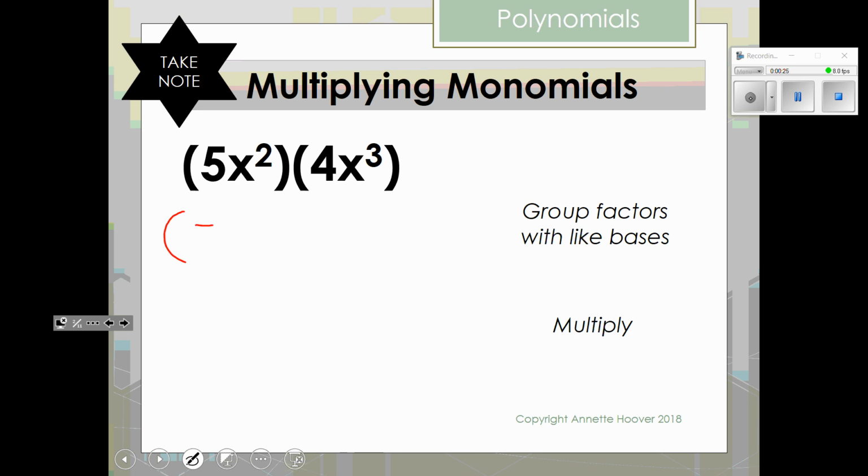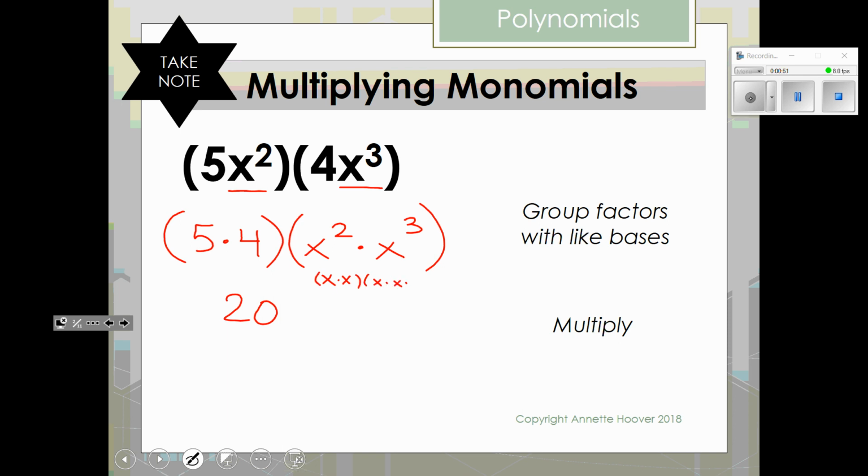So when I look up here, I know that I can multiply the 5 times the 4 and group it together. And of course, 5 times 4 is 20. We can also group together like bases. Up here we have an x squared and an x cubed, so I know that I can multiply them together. We have learned that when we are multiplying bases with exponents, this would be x times x, 2 plus 3. We just add the exponents. So this would be 20x to the 5th.